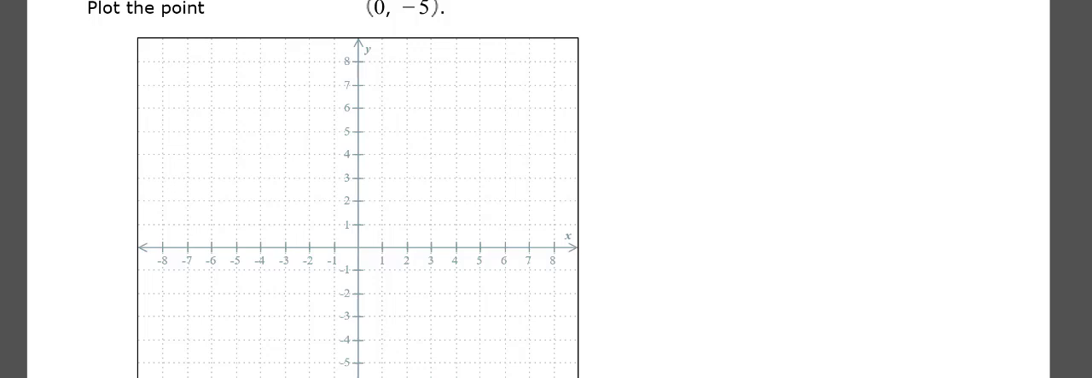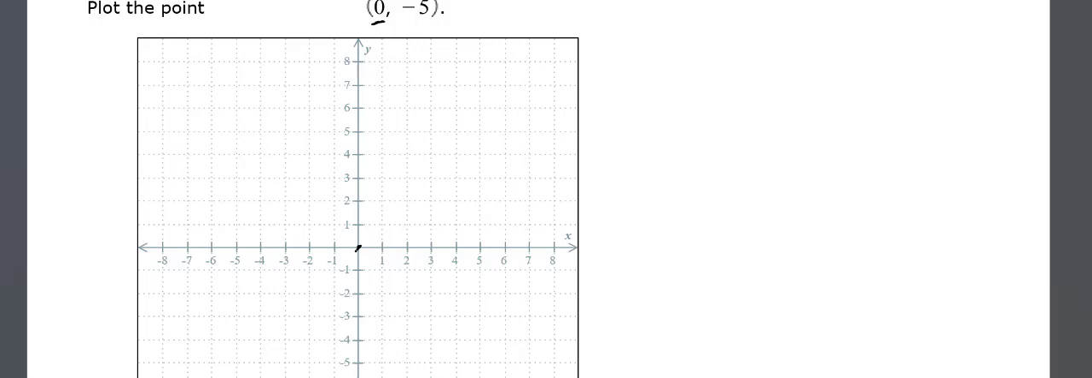Plot the point 0, -5. So when we're plotting points, we always start at the origin, which is 0, 0. And the x value tells us how far we move left or right. So in this case, we're moving 0 places left or right. So we've taken care of our horizontal move.